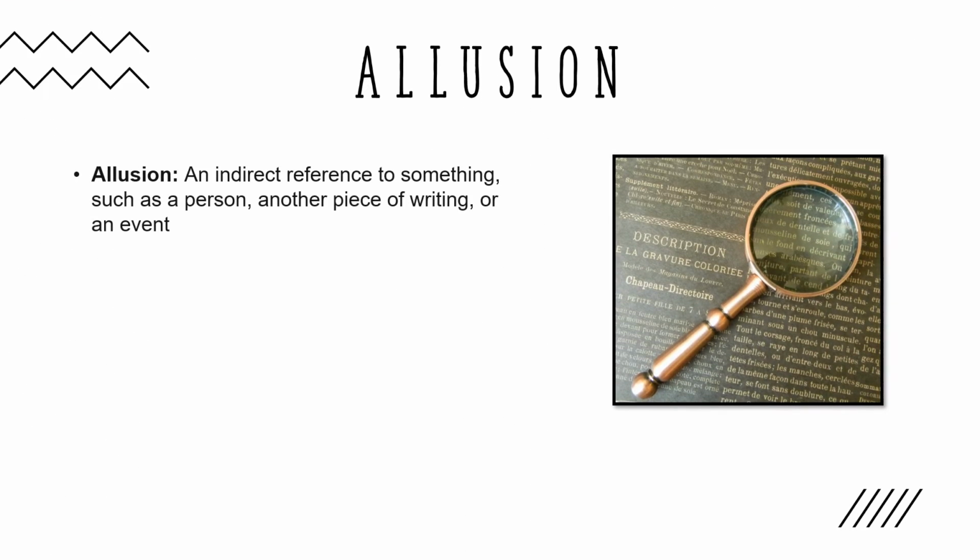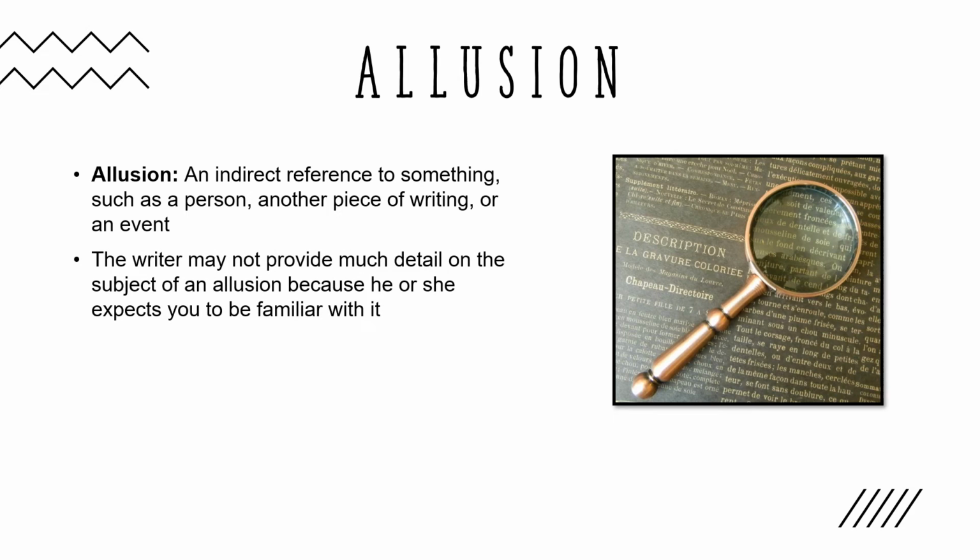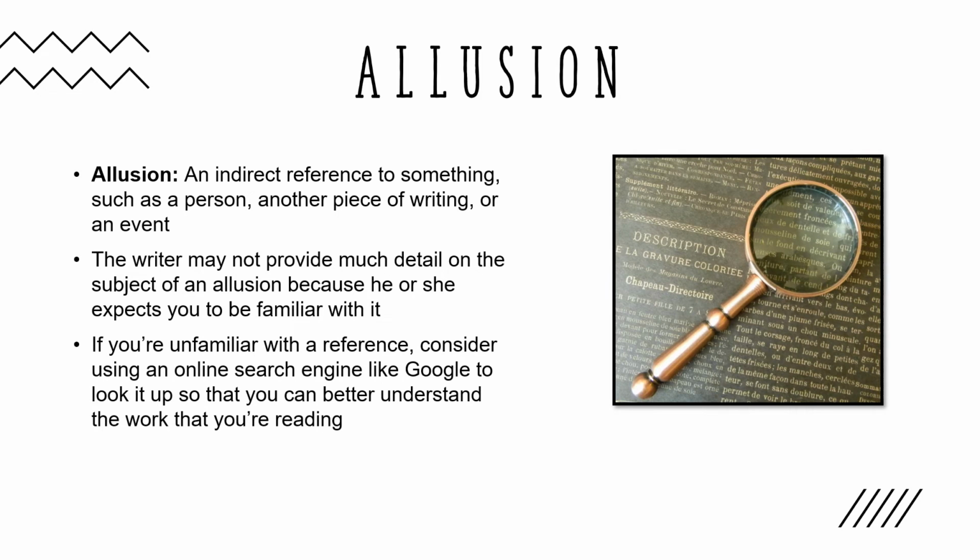An allusion is an indirect reference to something, such as a person, another piece of writing, or an event. The writer may not provide much detail on the subject of an allusion because he or she expects you to be familiar with it. If you're unfamiliar with a reference, consider using an online search engine like Google to look it up so that you can better understand the work that you're reading.